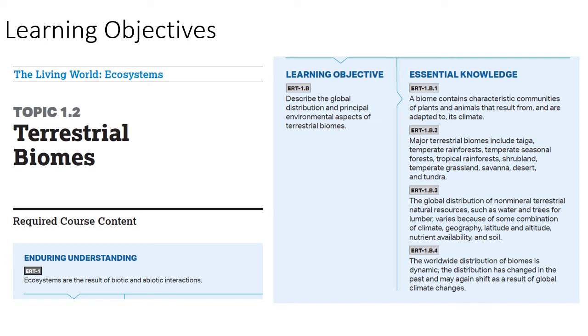Again, most of the specifics for the specific biomes you'll get in class. So just going to the essential knowledge here, we talked about how biomes contain characteristic communities of plants and animals that are adapted to its climate. That will mostly be in the project that we'll talk about in class. They list some of the major terrestrial biomes. I'm going to give you a little bit larger of a list in class, especially because I've seen AP questions that are about other biomes than these ones. These are just some of the big ones.